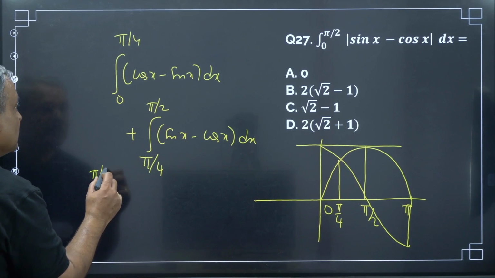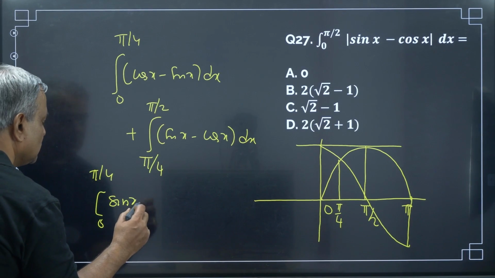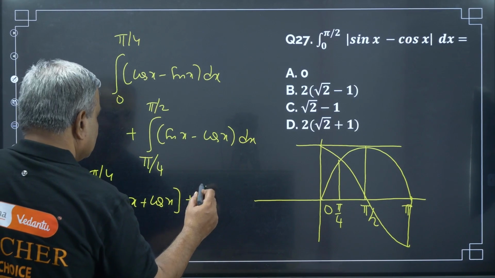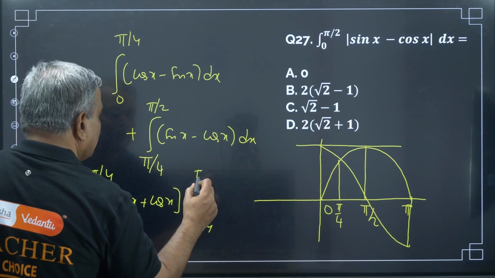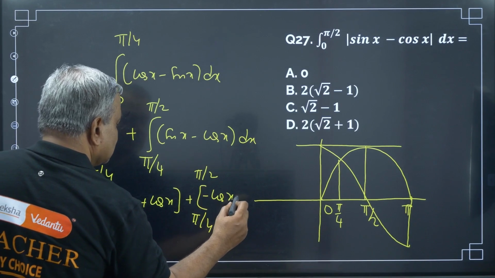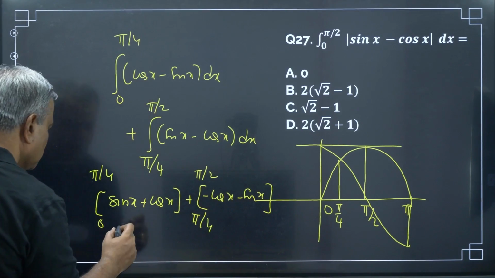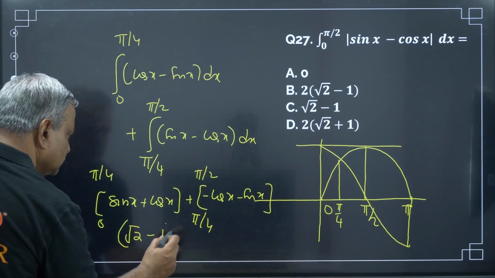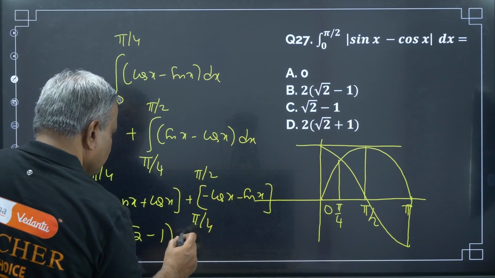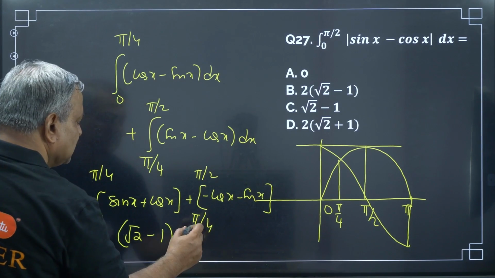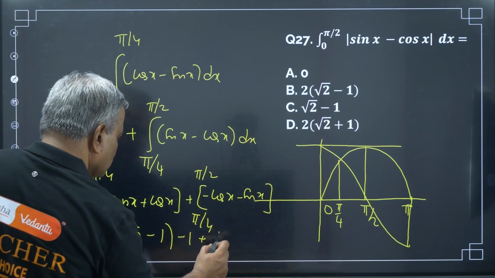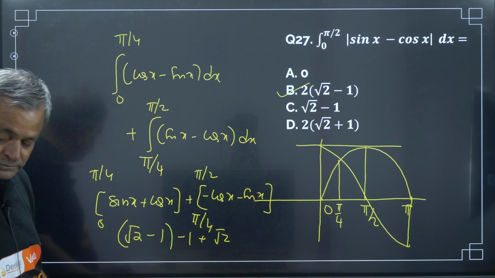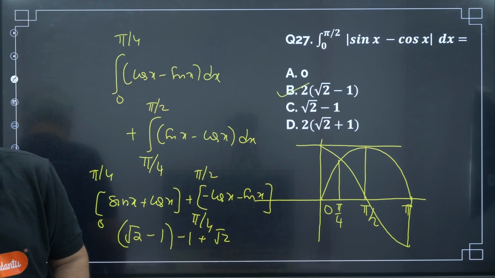0 to pi by 4, integral of cos is sin x, and integral of sin x is minus cos x, so sin x plus cos x. Plus pi by 4 to pi by 2, this is minus cos x and minus sin x. Substitute: sin pi by 4, cos pi by 4, 1 by root 2, will give you root 2 minus 1. And here at pi by 2, cos is 0 and sin pi by 2 will give you minus 1, and the lower limit minus minus plus, again root 2. So we get how much? 2 times (root 2 minus 1), option B.